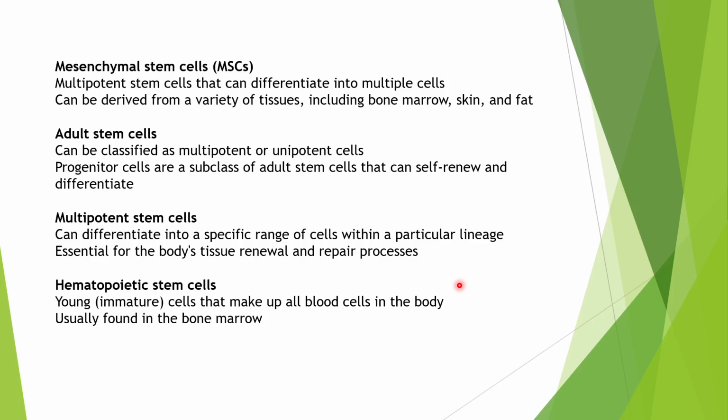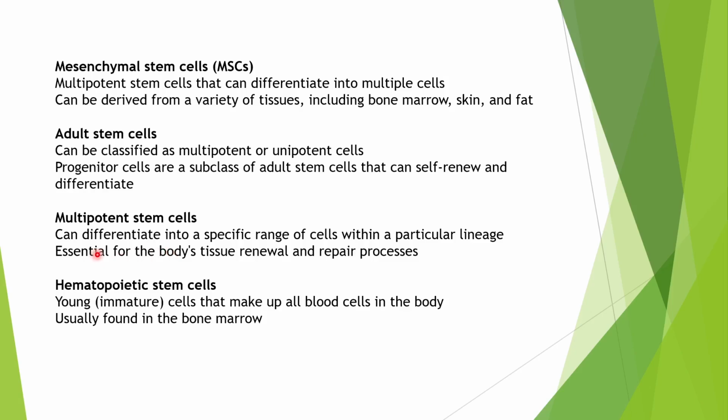Next, your mesenchymal stem cells. These are multipotent stem cells that can differentiate into multiple cells. They can be derived from a variety of tissues, including your bone marrow, skin, and fat. Adult stem cells can be classified as multipotent or unipotent. Progenitor cells are a subclass of adult stem cells that can self-renew and differentiate. So it can self-renew itself, and it can also differentiate into its future cell.